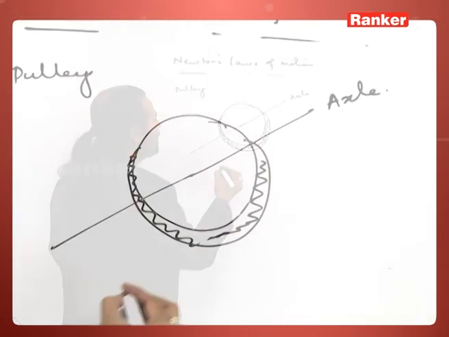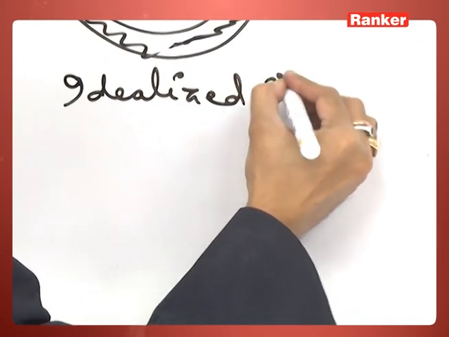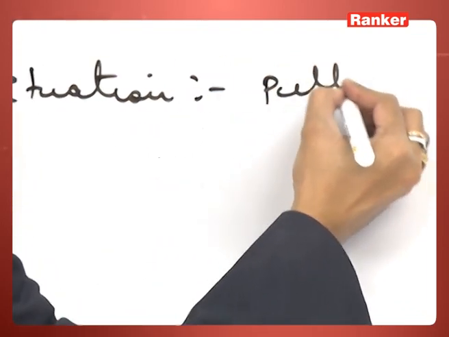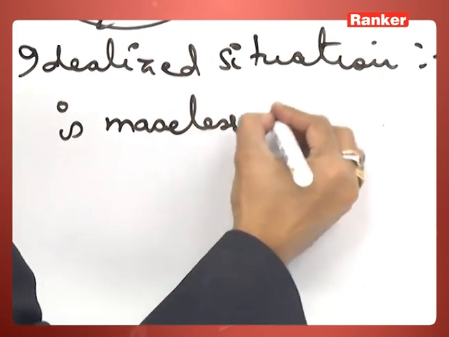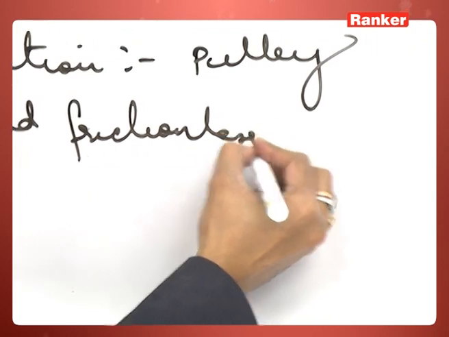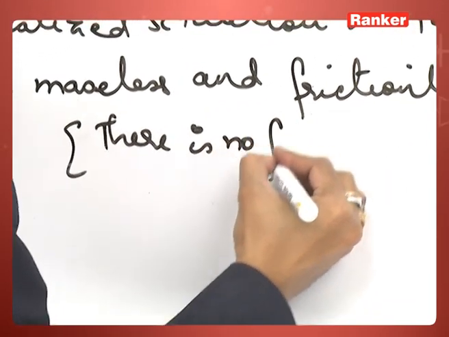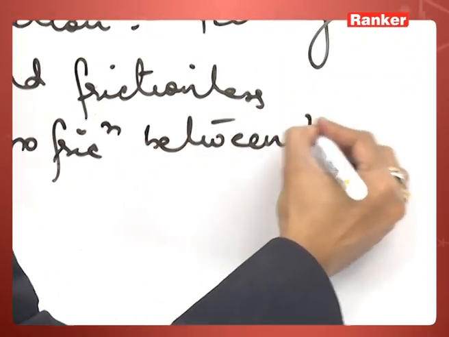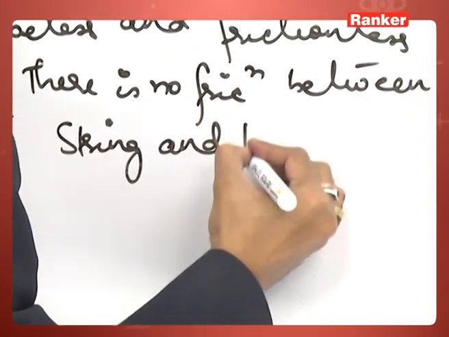And for an idealized situation, we say the pulley is massless and frictionless. Frictionless means there is no friction between the string and the pulley.